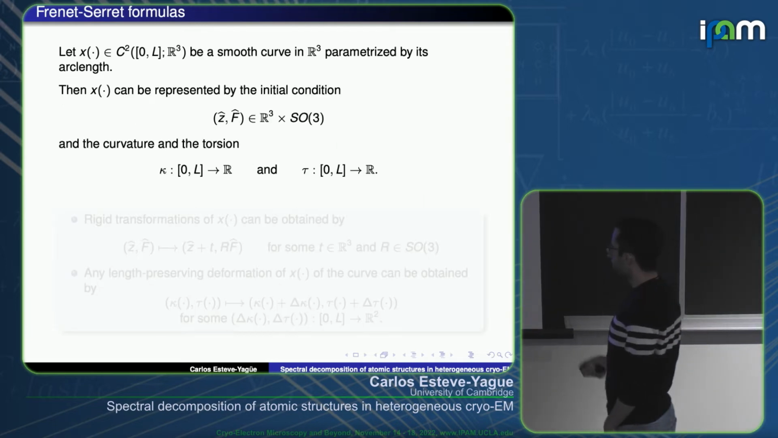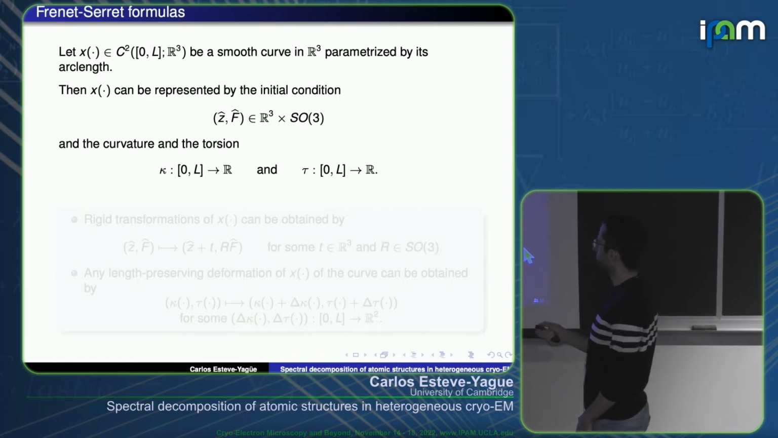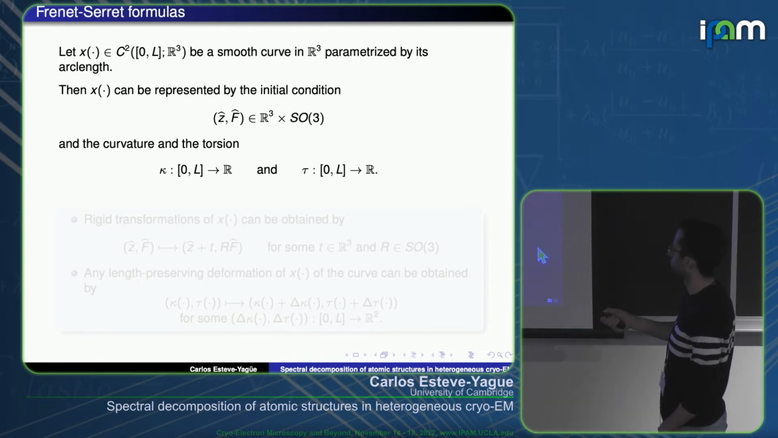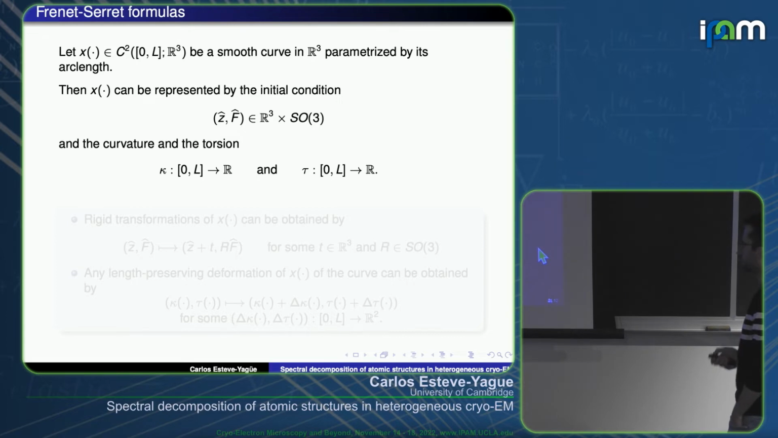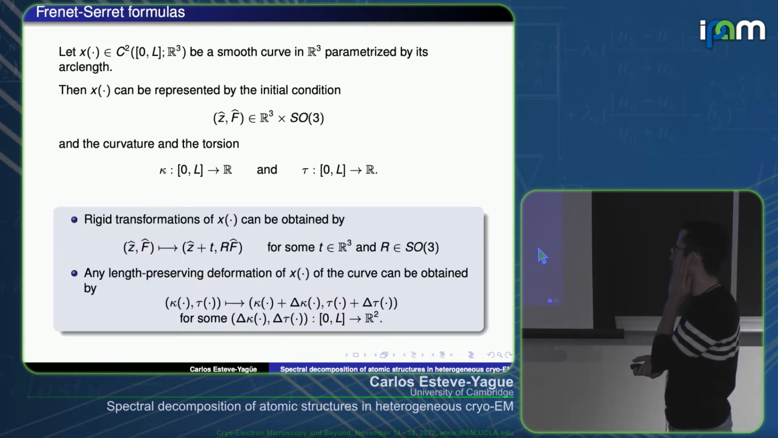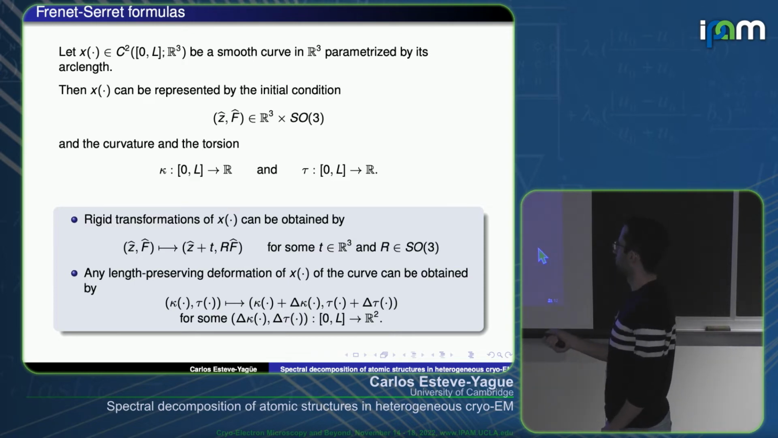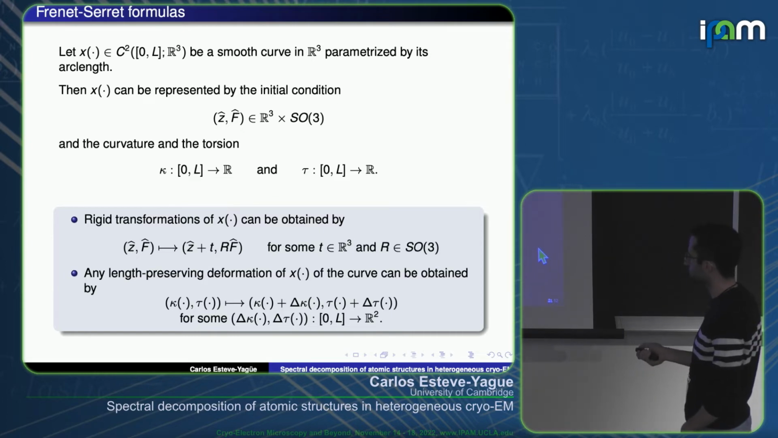So what we have here is a representation of any smooth curve by the position and orientation at one point, and then the curvature and the torsion of the curve. Now if we look at transformations of this curve, we know that rigid transformations can be obtained by changing this initial condition, like the position of the reference point and the orientation of the curve at this point. And then any deformation of the curve can be obtained by modifying the other 2 parameters, which are the curvature and the torsion.